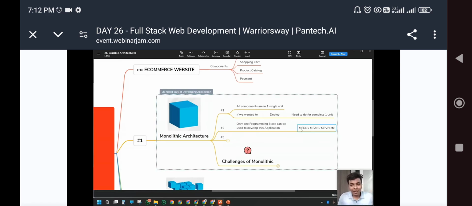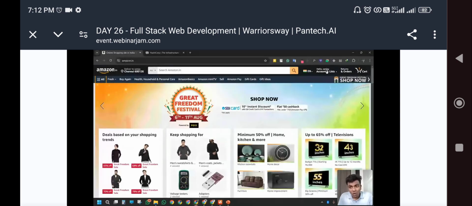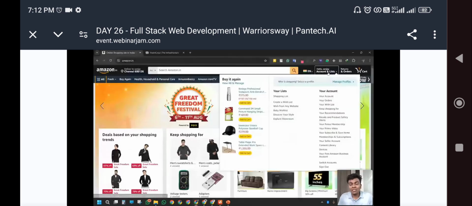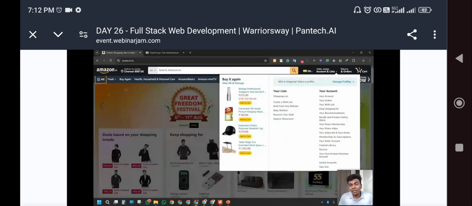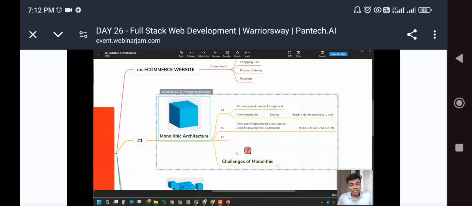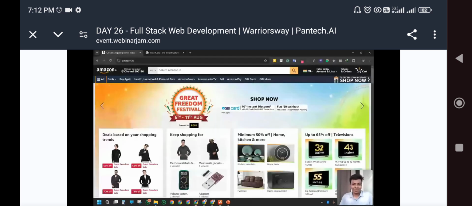Are you clear? It might be MEAN or MERN, but since everything is present in a single unit in monolithic architecture, you should be using a single stack. It doesn't mean that you can use a different stack for handling the account section, a different stack for the cart section, or other stacks for handling returns and orders. Monolithic is the place where every component is present in a single unit. So if you use a certain stack, that stack should be used for all the components present in the single unit called monolithic architecture.